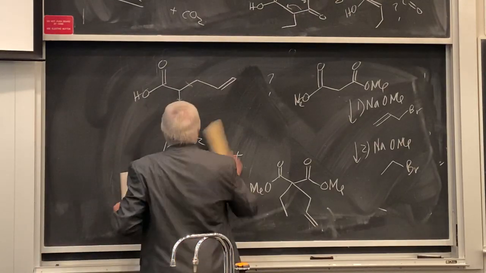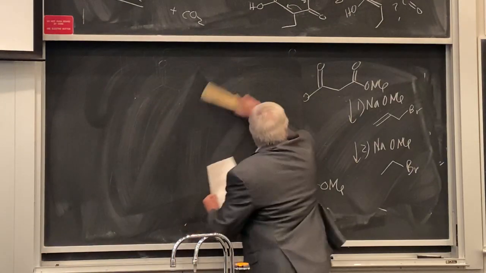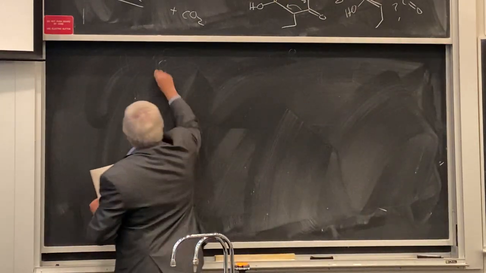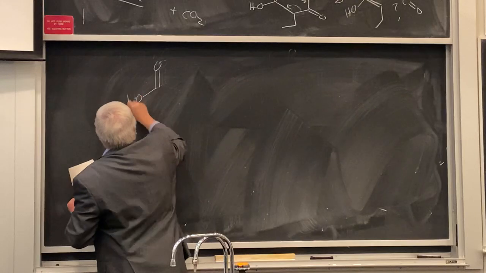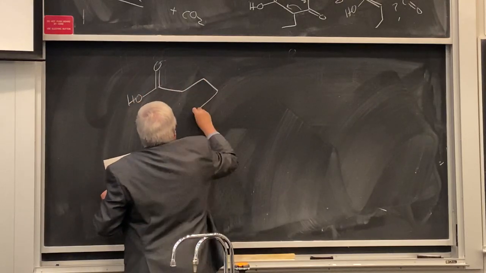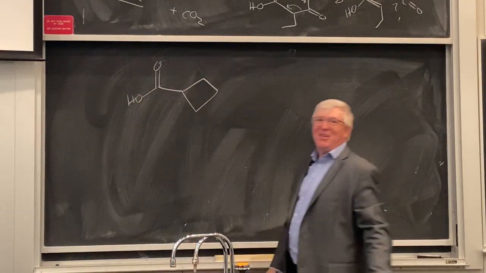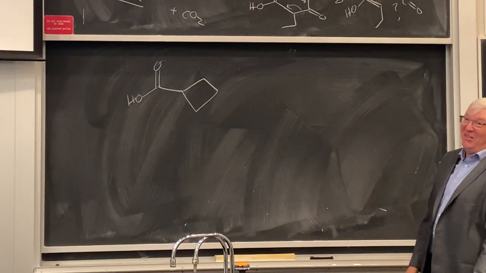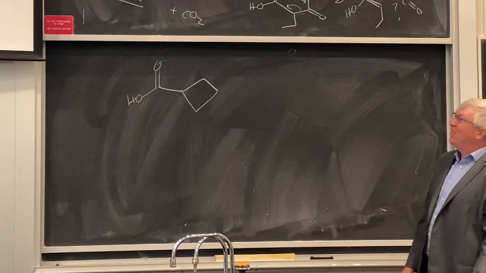Let's look at a cyclic product. And this is kind of a neat one, I think. How would you make this carboxylic acid? With a cyclobutane group. And you might think, well, those are highly strained. And yeah, they are. There's angle strain there.